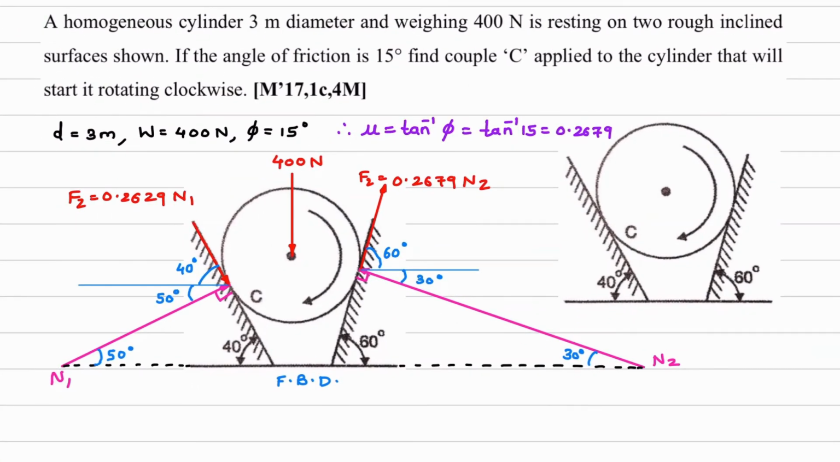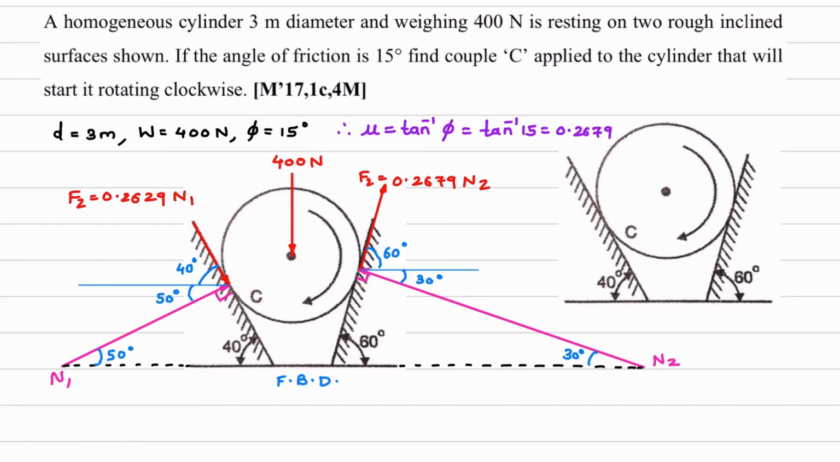Next question. Now this example is based on a rotating cylinder. So we will see this question. A homogeneous cylinder. What do you mean by homogeneous? Everywhere the material is the same. Okay, so CG will be at the center. A homogeneous cylinder, 3 meter diameter and weighing 400 Newton, is resting on two rough inclined surfaces as shown.